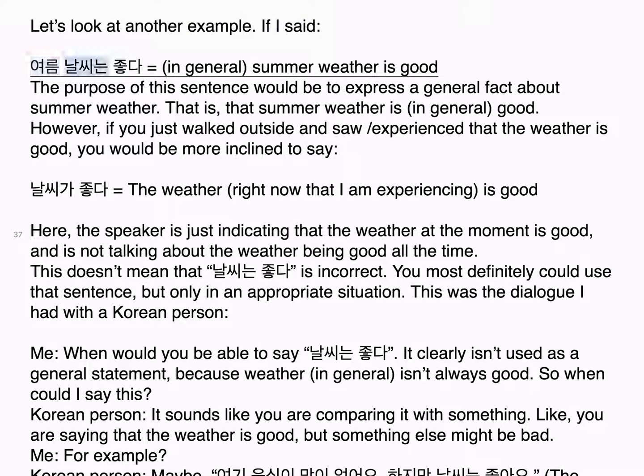If I said, 여름 날씨는 좋다, in general, summer weather is good. The purpose of this sentence would be to express a general fact about summer weather. That is, that summer weather is, in general, good. However, if you just walked outside and experienced that the weather is good, you would be more inclined to say, 날씨가 좋다. The weather, right now that I am experiencing, is good. Here, the speaker is just indicating that the weather at the moment is good, and is not talking about the weather being good all the time. This doesn't mean that 날씨는 좋다 is incorrect. You most definitely could use that sentence, but only in an appropriate situation.